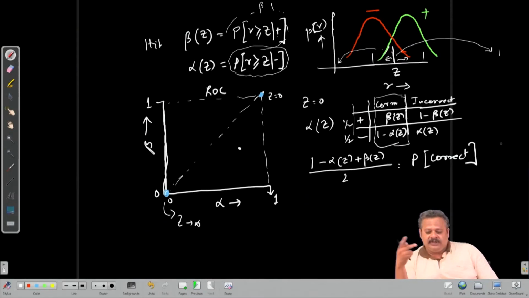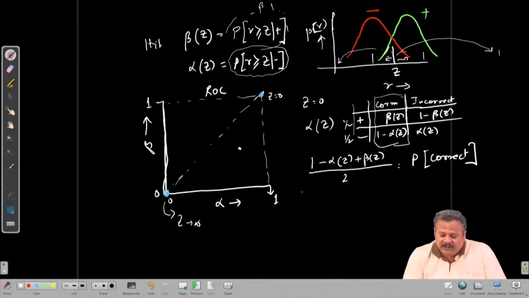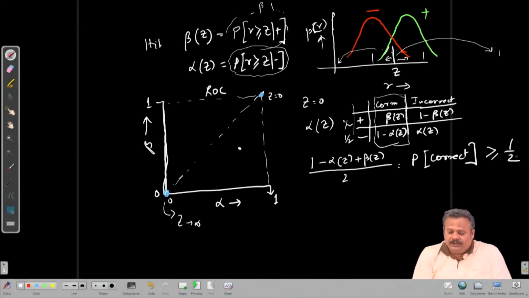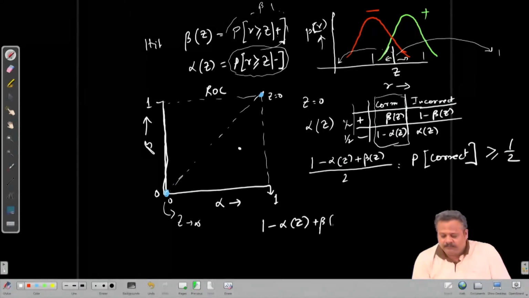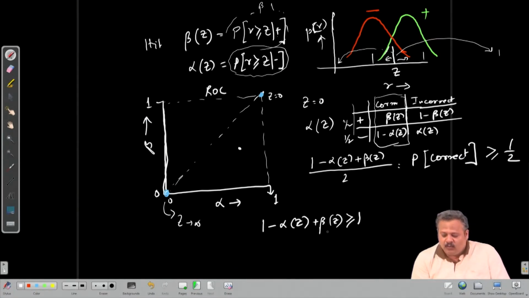in the sense that the monkey may be using some other cue to know in some way. Who knows, that is just simply unlikely, and unlikely meaning it is not possible. So, that means our probability of correct must be greater than or equal to half, which means that our 1 minus alpha z plus beta z must be greater than or equal to 1, which means if we cancel out 1, our beta z must be greater than or equal to alpha z.